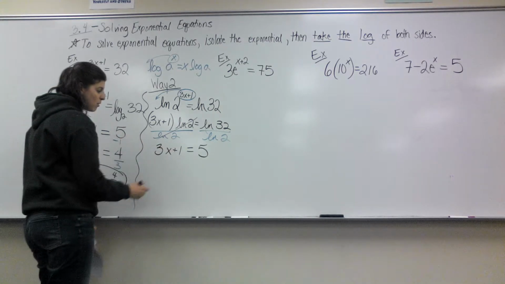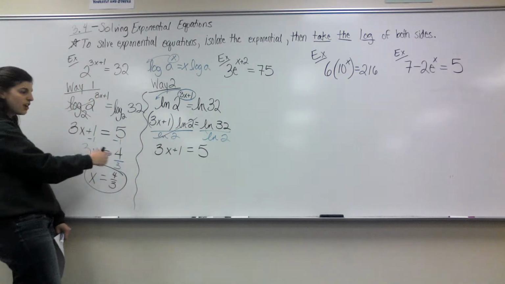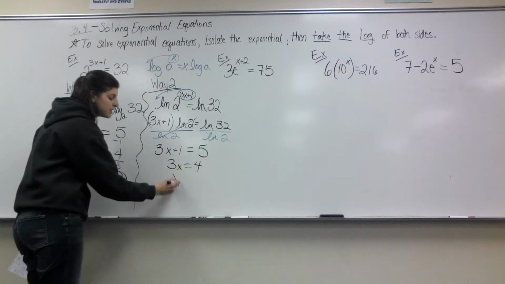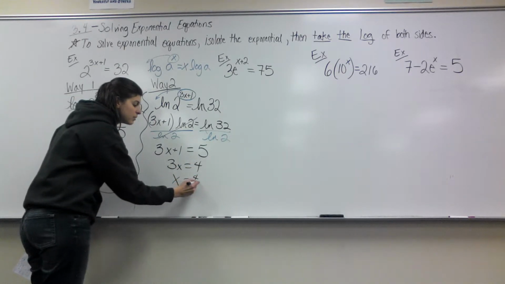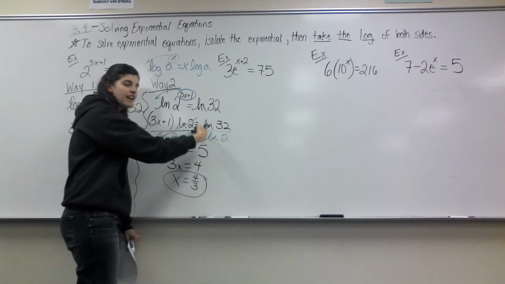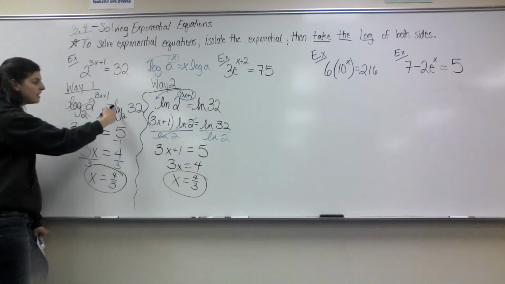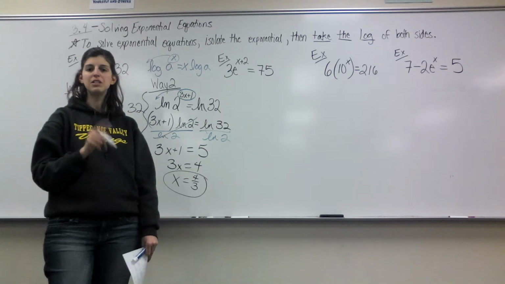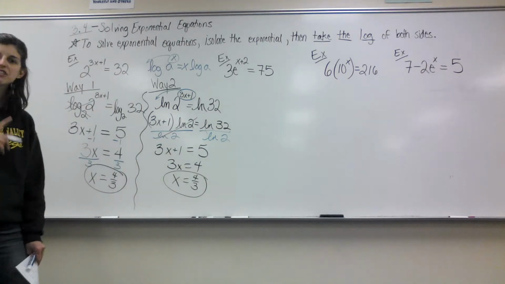So subtract 1 from both sides again to solve for x. You get 3x equals 4. Divide both sides by 3, and x still equals 4/3. Notice right here, natural log of 32 over natural log of 2, that's exactly like log base 2 of 32 with the base changed, using the change of base theorem.